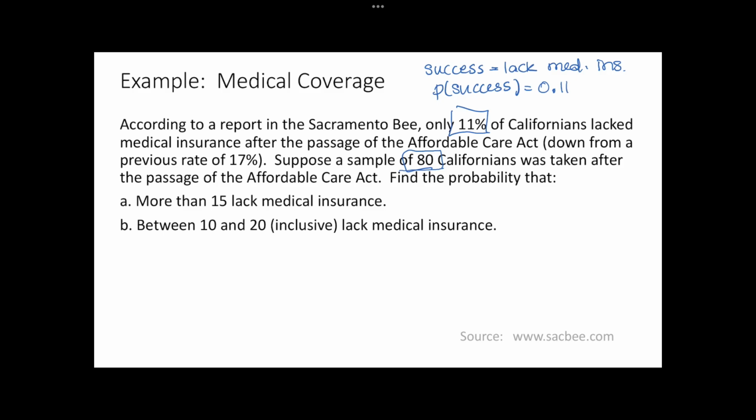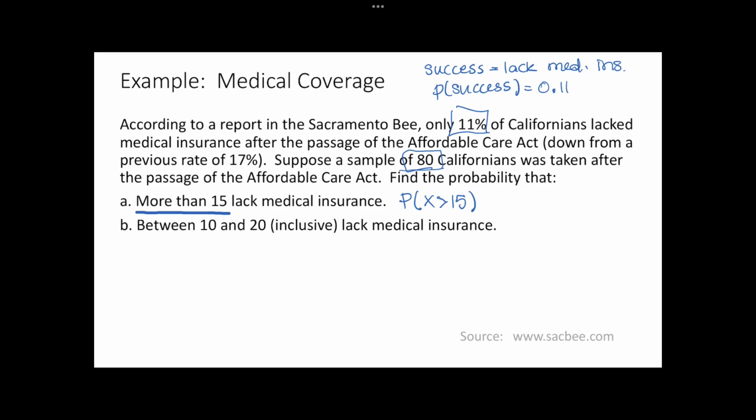All right, let's find the probability that more than 15 lack medical insurance. The important thing here is that we make sure that we know how to interpret the language. So if I want the probability that more than 15 lack medical insurance, that means strictly greater than 15. So I want the probability that X is strictly greater than 15.